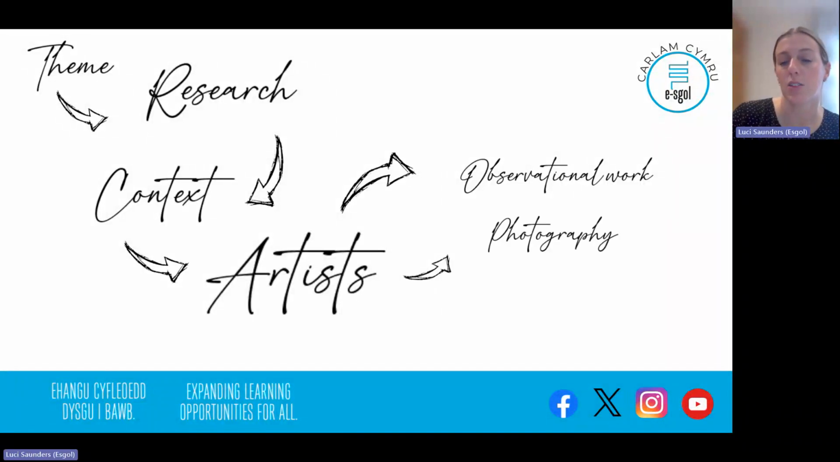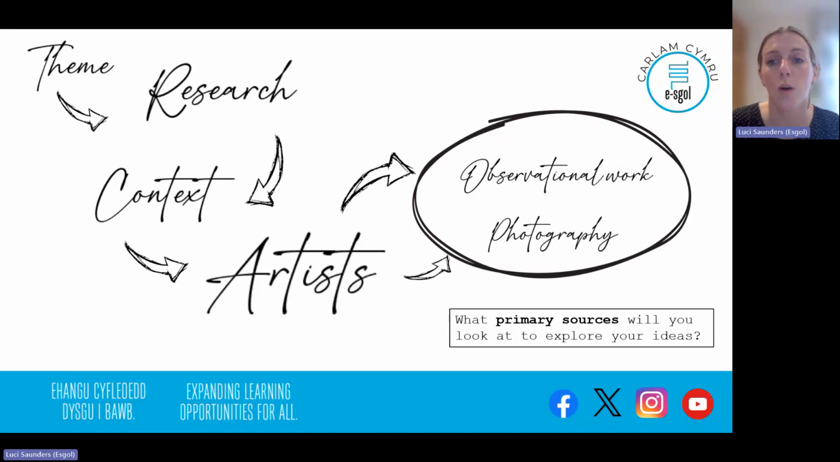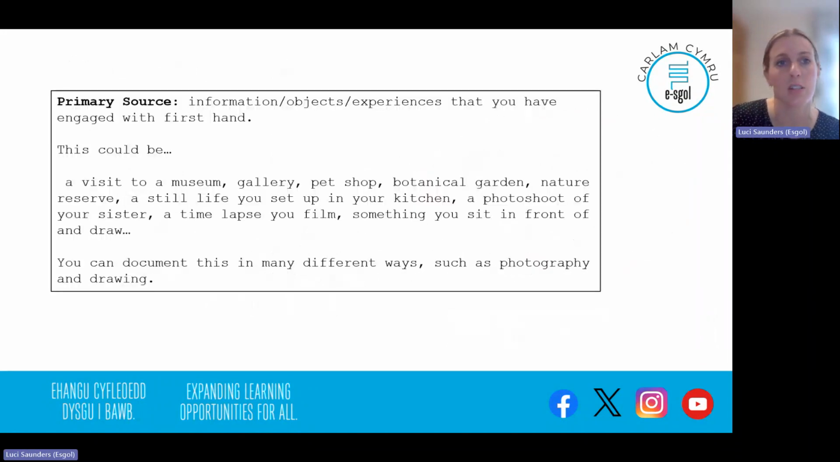So after you've looked at your artists, the next step is you're going to need to create observational work and photography. So what primary sources will you look at to explore your ideas? So you've looked elsewhere for the theme and the research and the context and the artists, and now what will you look at and look at primary sources? So to define that, information or objects or experiences that you have engaged with firsthand. So it is not photographs off the internet that somebody else has taken.